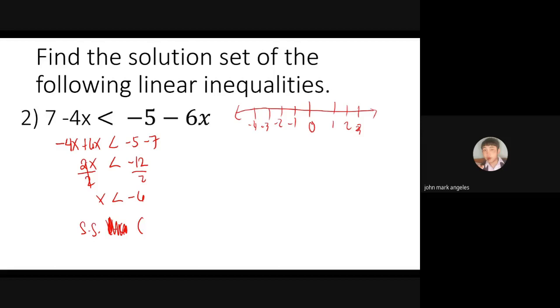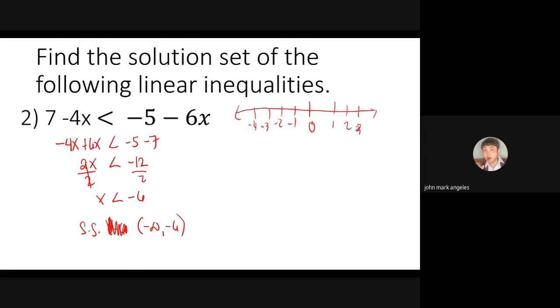That's why negative 2 is less than negative 1. Negative 3 is less than negative 2. Negative 4 is less than negative 3. And likewise, negative 6 is less than negative 5. So negative 7, negative 8, negative 9, hanggang ka-infinity. So from negative infinity to negative 6 ang solution set. Laging nasa left side ang maliit na number at laging nasa right side ang malaking number.